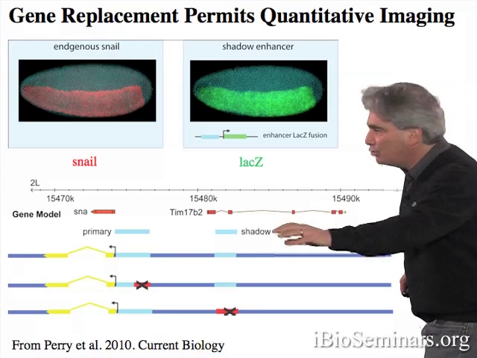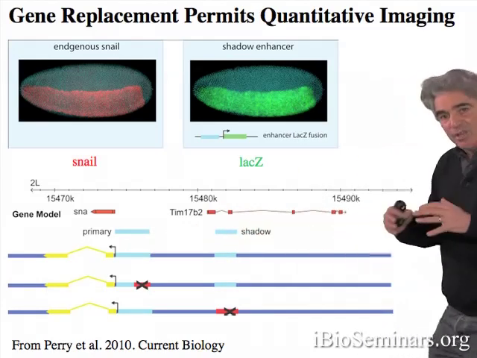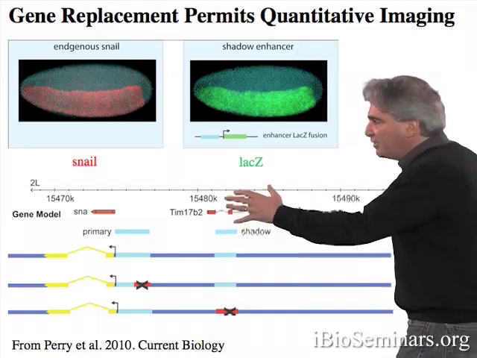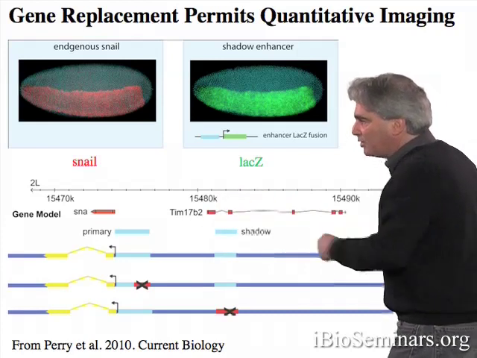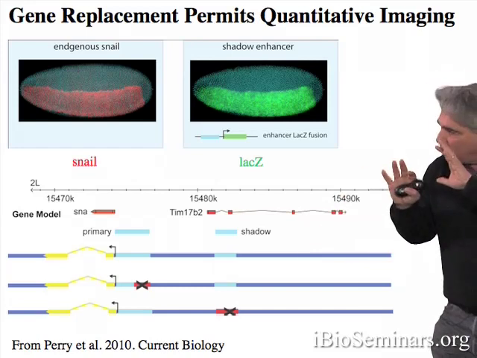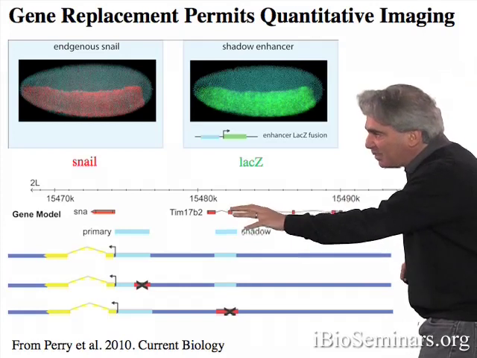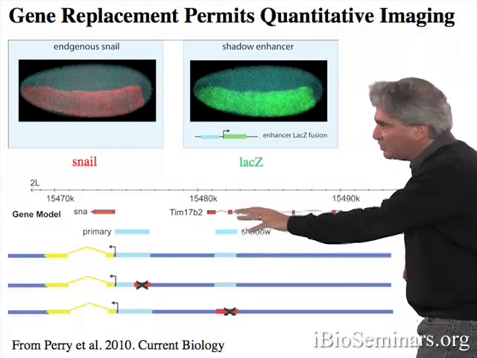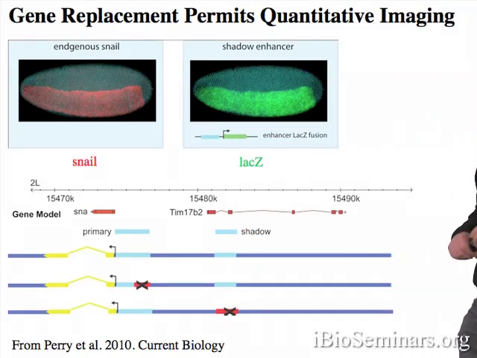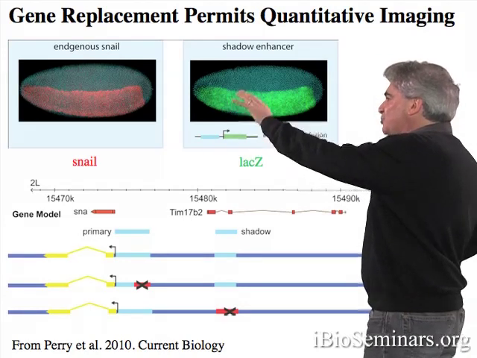Snail is regulated by two separate enhancers, a primary enhancer and a shadow enhancer, separated by about 5 kilobases. And you see that the shadow enhancer is located within the first intron of this neighboring locus, TIM17, which again is not expressed in the early embryo, is unrelated to snail. Despite this location within the TIM17 locus, the shadow enhancer produces a pattern of expression very similar to that observed for the endogenous gene, including very sharp lateral limits of expression at the boundary between the future mesoderm and the lateral neurogenic ectoderm.